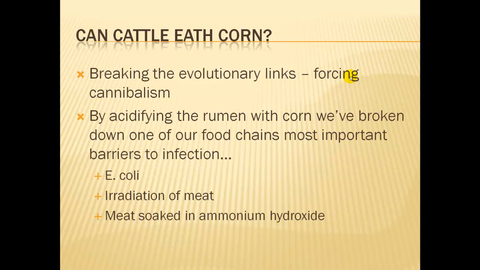With corn, what we've done is we've broken another evolutionary link by acidifying the rumen. Corn creates a very acidic environment in the stomach of these animals. You saw this in the video Food Incorporated, and you're going to read about that more in your readings. These cattle are meant to process grass. They evolved eating grass, and by giving them corn, we bulk them up very fast. But there's a cost: they develop massive ulcers in their stomachs.